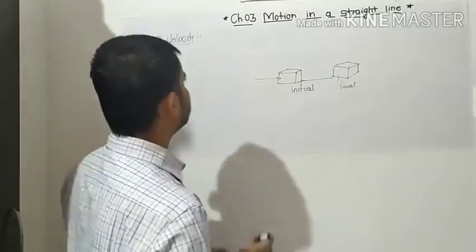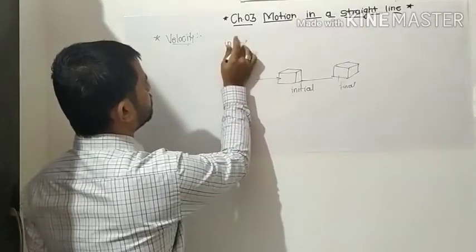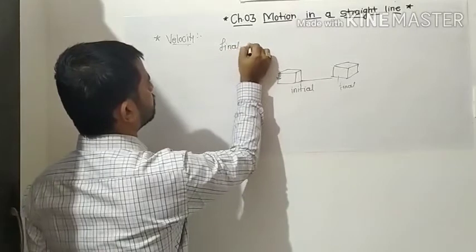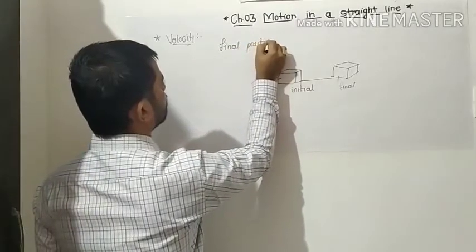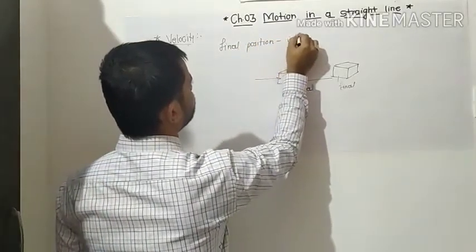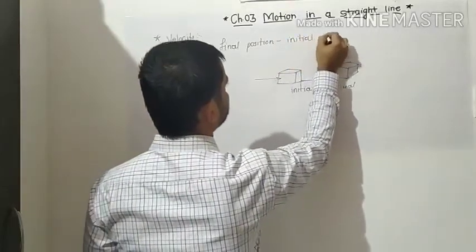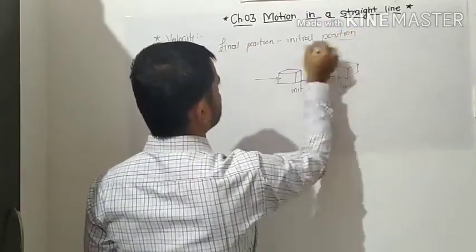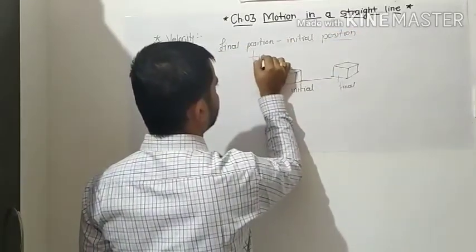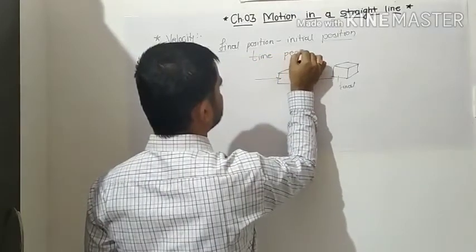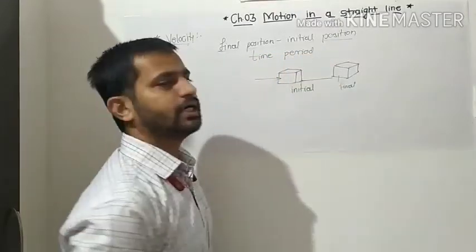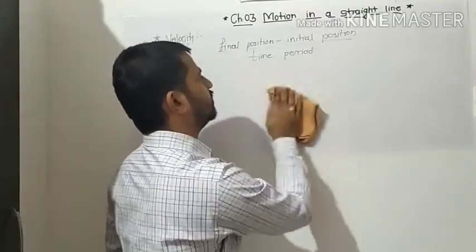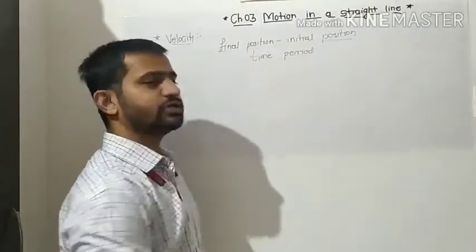Okay, velocity is equal to the final position minus initial position upon time period. So for the calculation of a velocity, we require these three things: the final position, the initial position, and the time period.